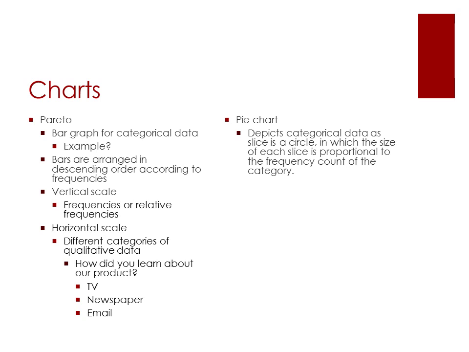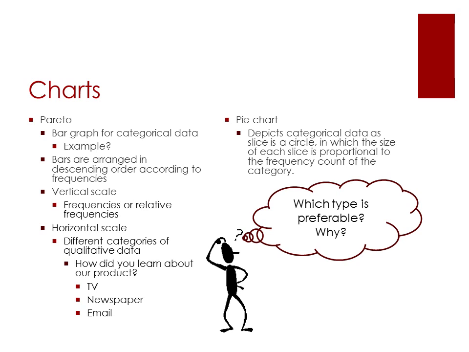Now, the pie chart depicts categorical data as slices in a circle, with the size of each slice being proportional to the frequency count of the category. We're pretty familiar with those. Now, let's do a few moments of critical thinking here. Which type of chart is preferable and why? Take a few moments, pause the video, look at the material in your text, and compare the examples there, and think about which one gives you the more specific, precise, and accurate information.